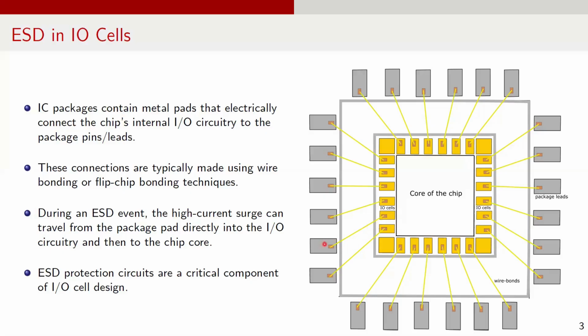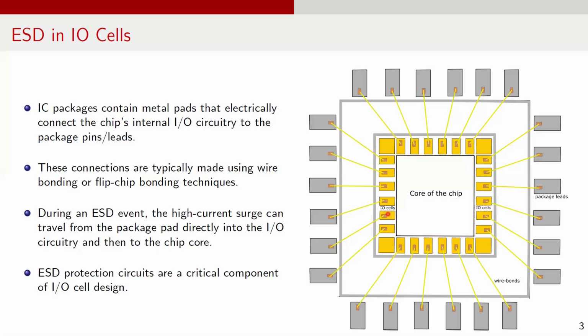During an ESD event strike at the IC package pin, the high current surge can travel from the package pad directly to the I/O circuitry. Without proper protection, this transient energy can cause gate oxide breakdown or a junction burnout.